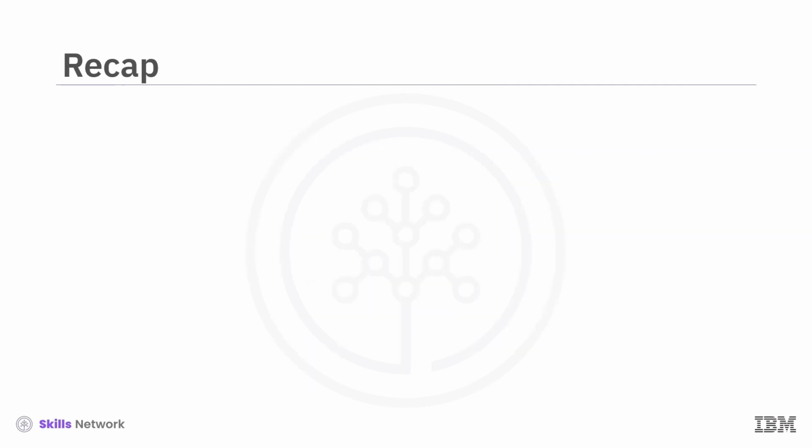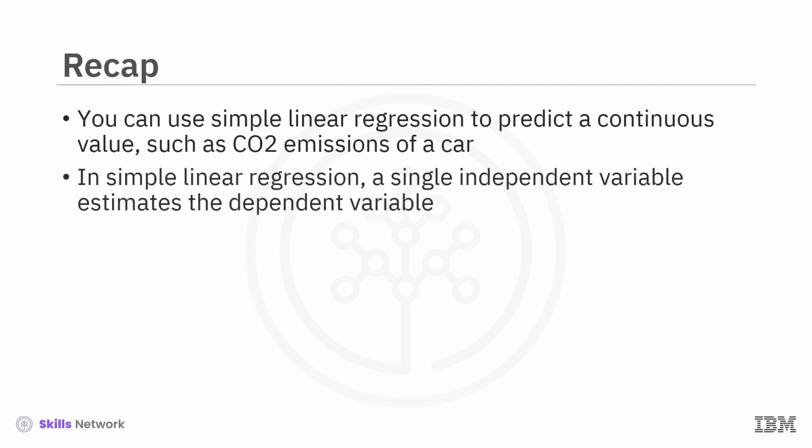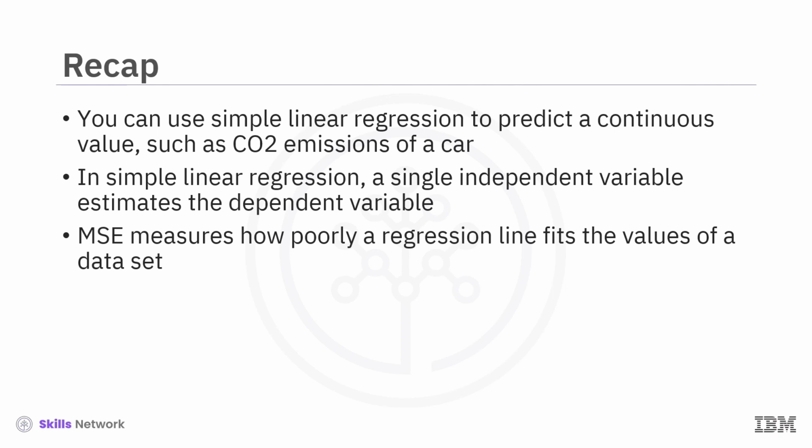In this video, we looked at several use cases of simple linear regression. We learned how to predict a continuous value, such as a car's CO2 emissions. In simple linear regression, a single independent variable estimates the dependent variable. We also learned how to determine the best fit line through a chart showing regression values. We learned about the concept of mean squared error, or MSE, which measures how poorly the regression line fits the data. Linear regression aims to find the line for minimizing the mean of all these residual errors.